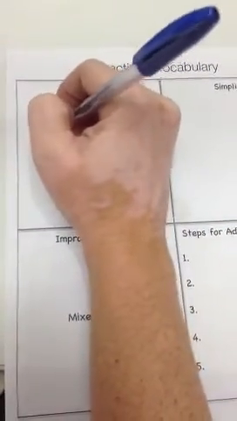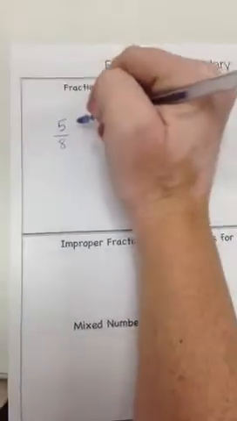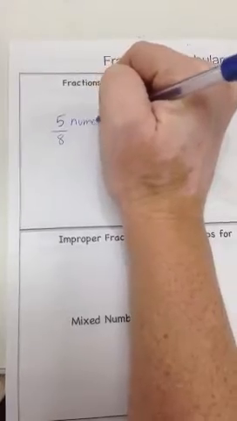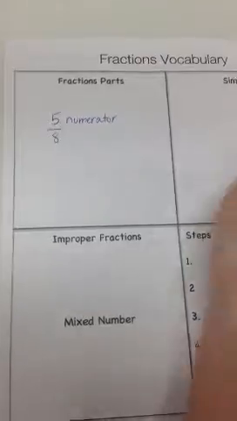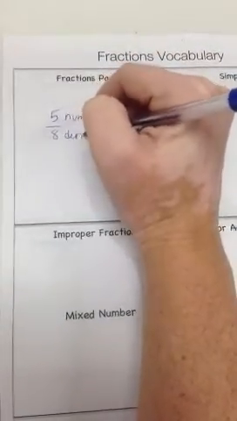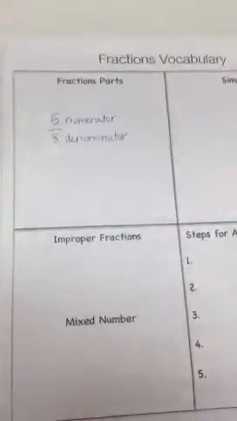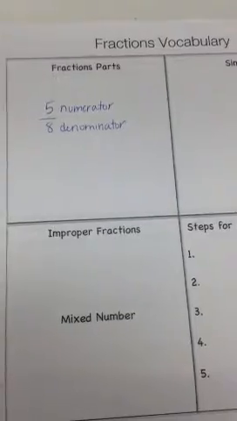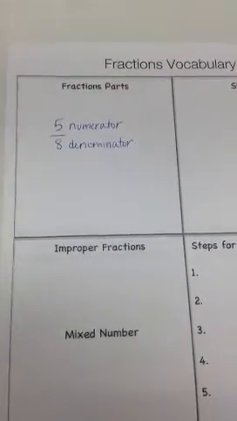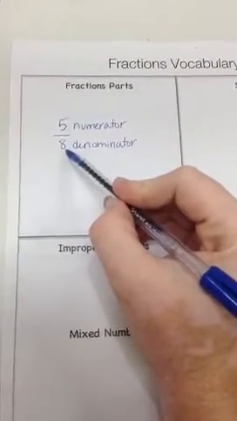So if we have the fraction 5/8, the 5 represents our numerator. And the 8 is our denominator. The 8 is going to be the most important because you're going to have to get common denominators when dealing with fractions and adding and subtracting them. So that one is going to be important for later on, the denominator.